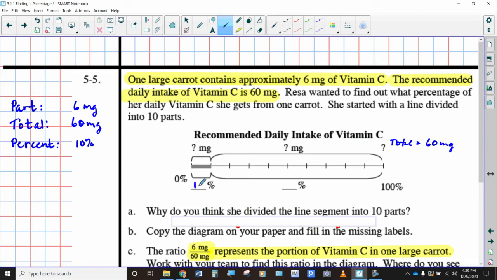So this part right here, which is one of the 10 intervals, is 10%, and that is 6 milligrams. So if each one of these is 6, and 10 times 6 gives you 60 milligrams.